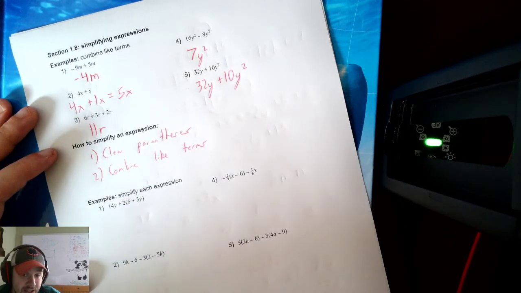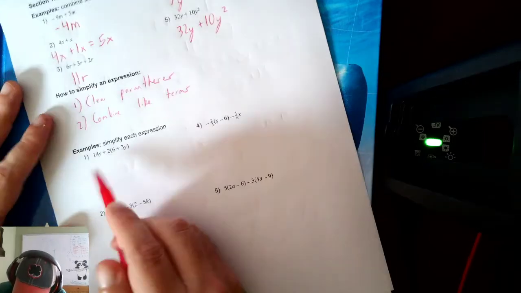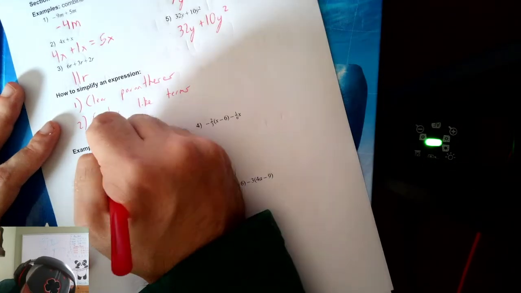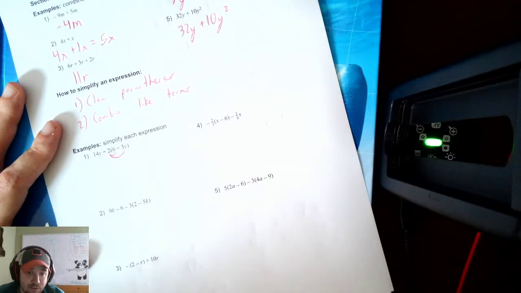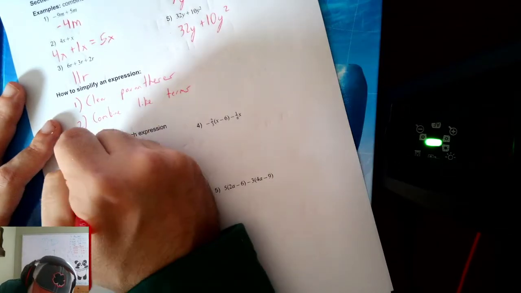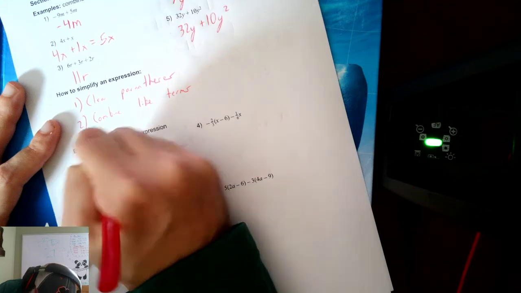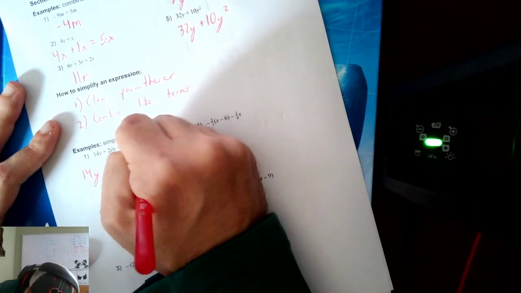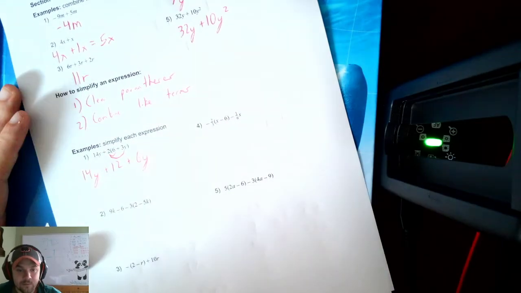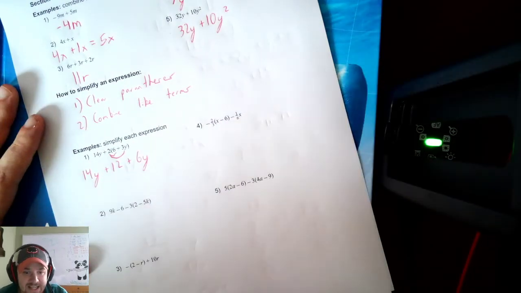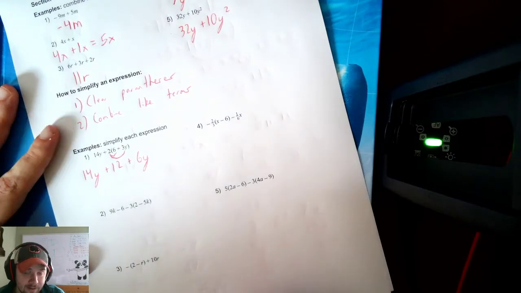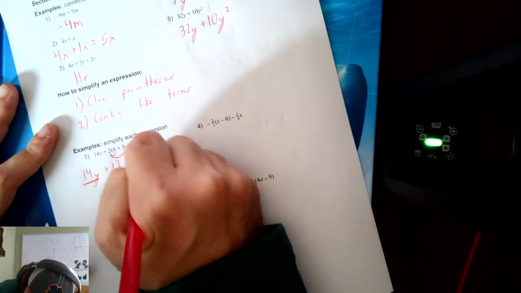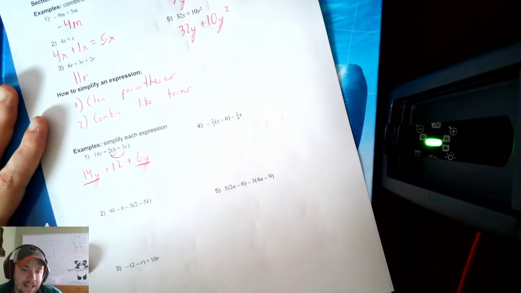And what better way to check it out than to dive right in? 14y plus 2 parentheses 6 plus 3y. Well, I got to distribute to get rid of that parentheses, right? I need to bring that 2 inside. 14y, 2 and 6 make 12, and then 2 and 3 make 6y. Now, I need to identify which terms are like. I have 14y and 6y. I'm going to combine them.